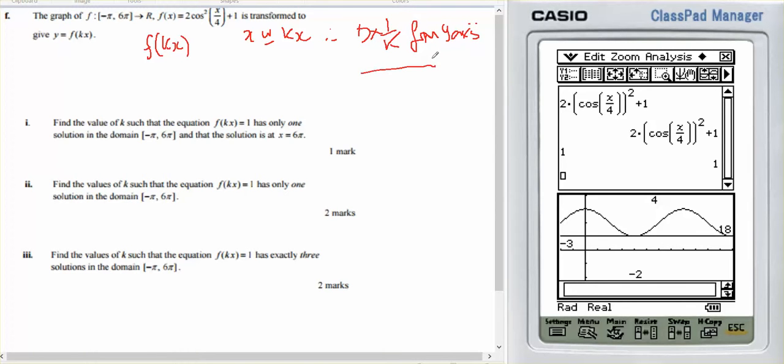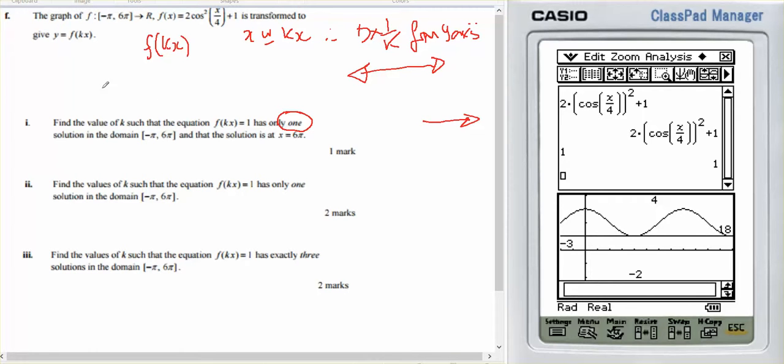So, I'm actually dilating in this direction. At the moment, I have two solutions. If I'm looking for only one solution, then I want to stretch this further that way so that this particular answer ends up over here and this one gets pushed out.